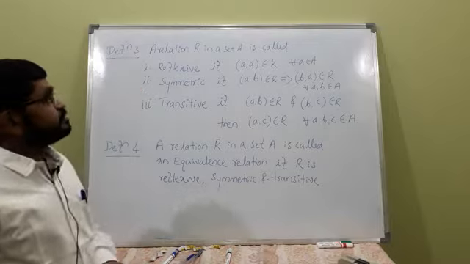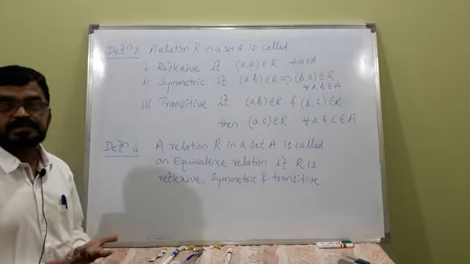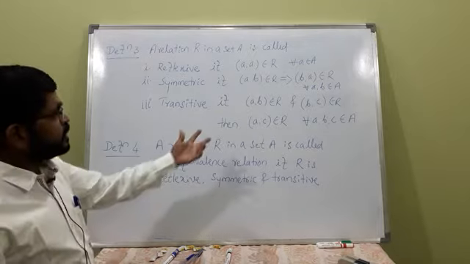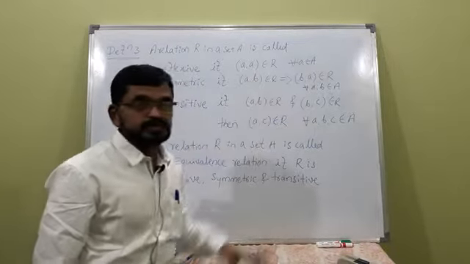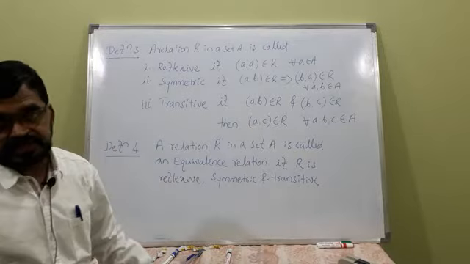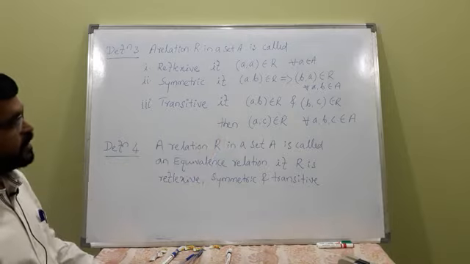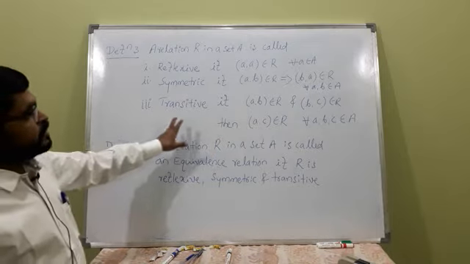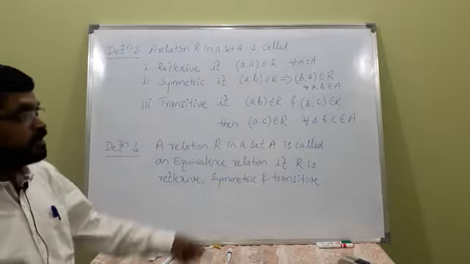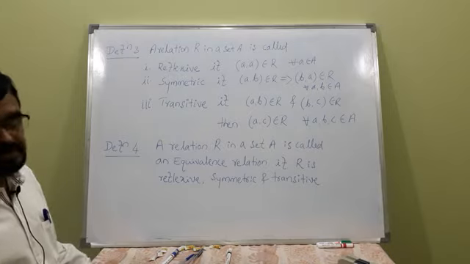Next definition: a relation R in a set A is called reflexive if (a, a) belongs to R for all a belongs to A. Symmetric, if (a, b) belongs to R implies (b, a) belongs to R for all a, b belonging to A. Transitive, if (a, b) belongs to R and (b, c) belongs to R, then (a, c) belongs to R, for all a, b, c elements of A.